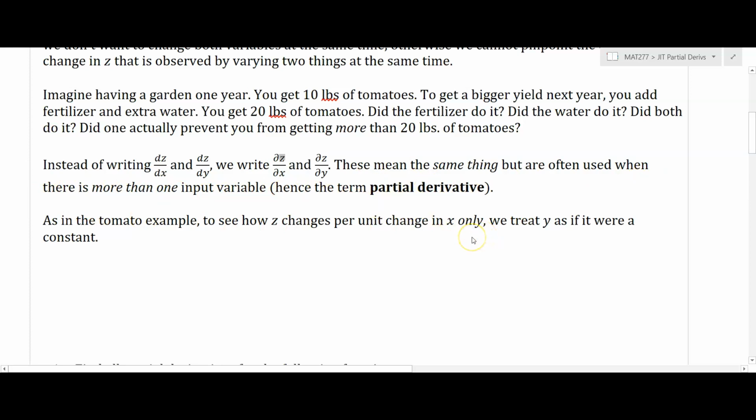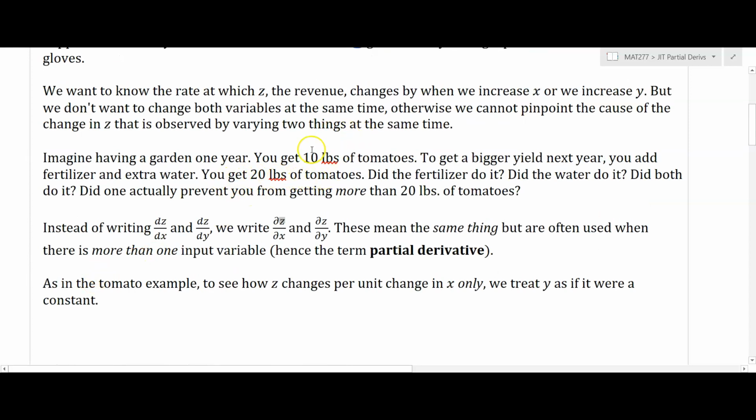When we say partial derivative, it's not that we're not completing the derivative, it's just that we're focusing on the derivative with respect to only a partial set of the inputs. As in the tomato example, to see how z changes per unit change in x only, we treat y as if it were a constant.